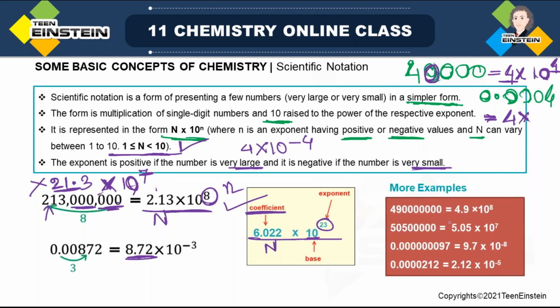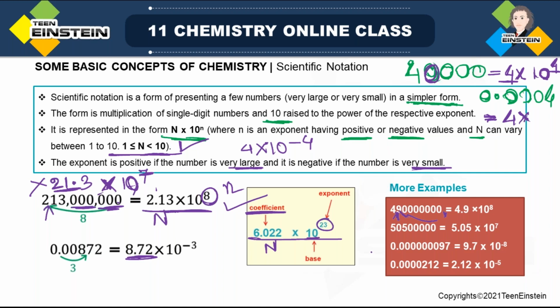Some more examples if we see. 49, then how many zeros are there? 7. Okay. So we are moving this decimal to this position between 4.9, 4 and 9. You cannot write 49 or 0.49. It has to be in this range that is mentioned here. That is, it is 4.9 into 10 to the power 8, because you have moved the decimal from right to left 8 digits. So that is it, 10 to the power 8.